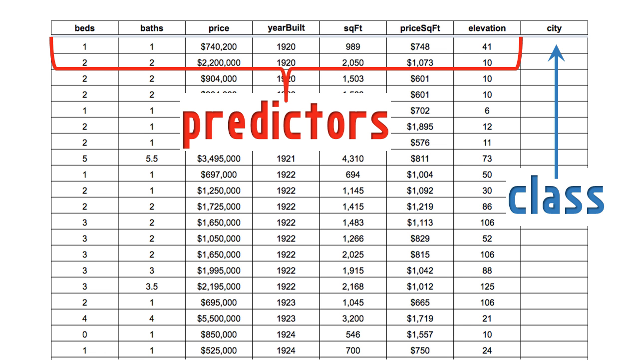Our predictors indicate the number of bedrooms and bathrooms in each house, its purchase price, the year it was built, its square footage, price per square foot, and elevation in meters. So even though we don't have access to any location data, like latitude, longitude, state, or zip code, we can still create a model to predict each home's location based on these 7 predictive features.